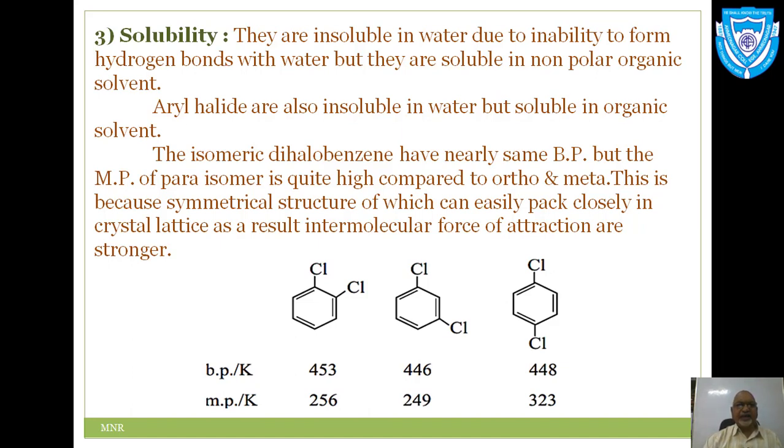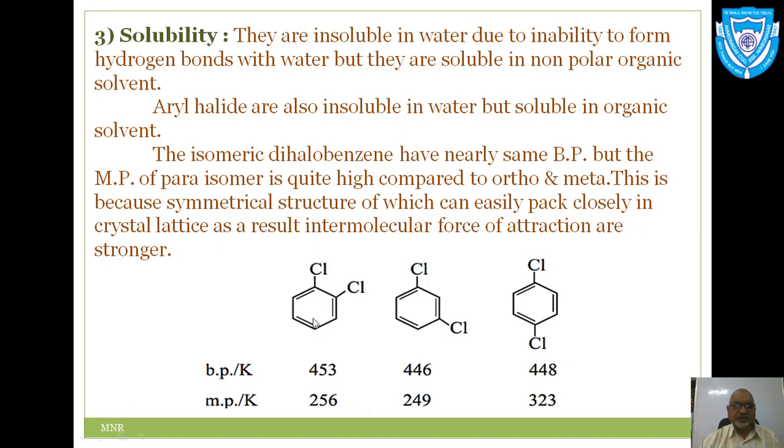The isomeric dihalogen benzenes have nearly the same boiling point, but the melting point of the para isomer is quite high compared to ortho and meta. This is because of the symmetrical structure, which can easily pack closely in the crystal lattice. As a result, intermolecular forces of attraction are stronger.